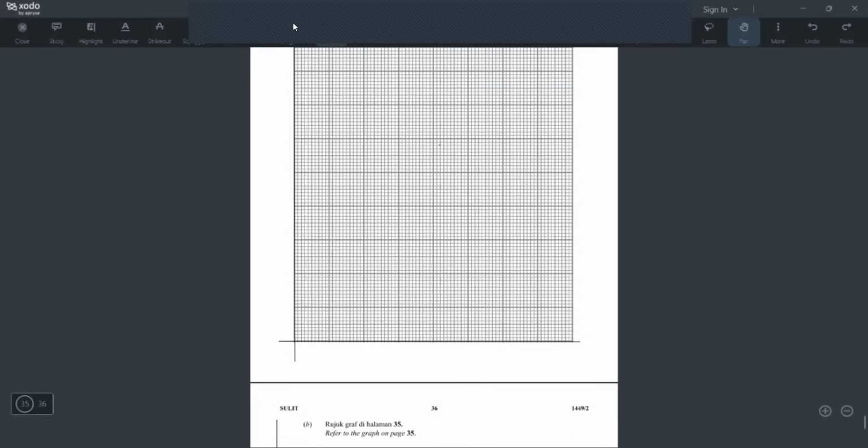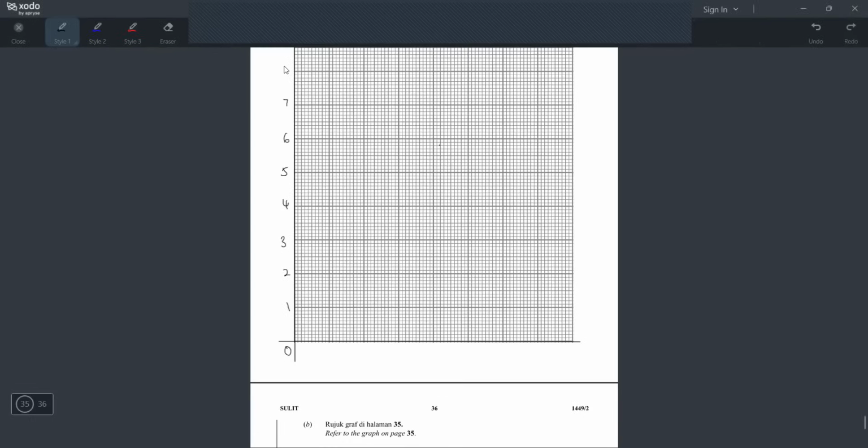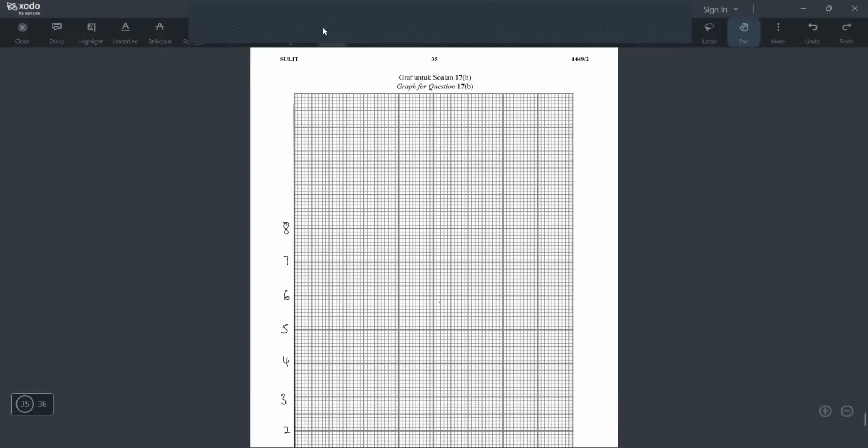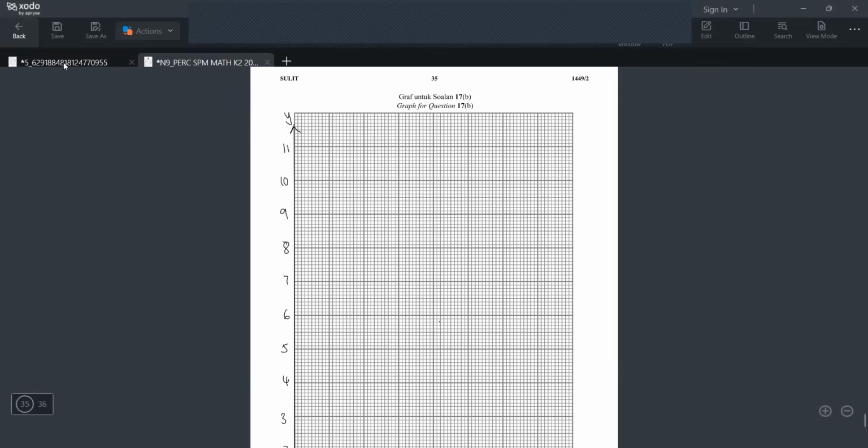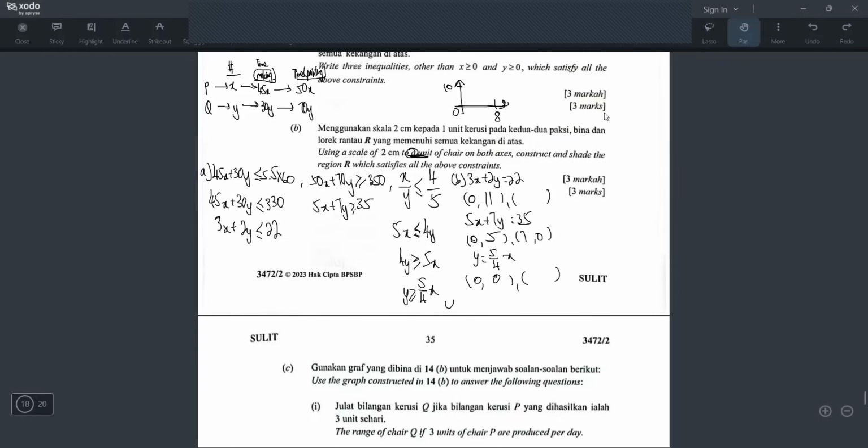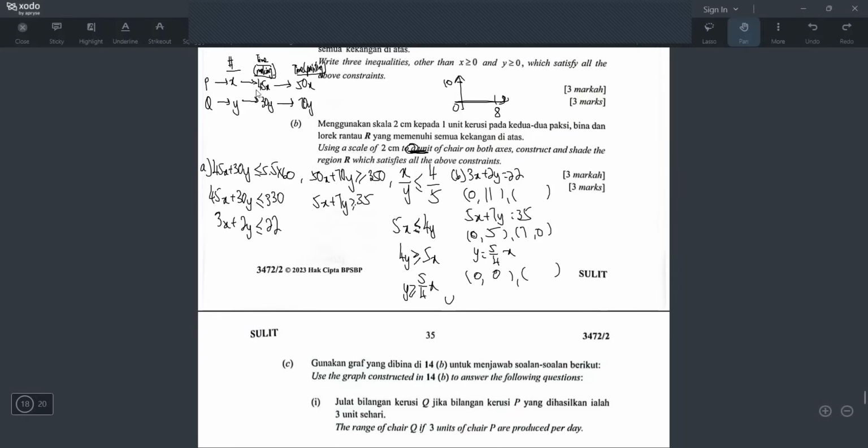Let's label it. So it will be 0, 1, 2, 3, 4, 5, 6, 7, 8, 9, 10, 11, right? Okay, so it's actually enough space, right? So if it's enough space, then yeah, I don't have to erase and find another point lah. But I want you to know sometimes if there's not enough space for you to plot, you can change to another point. You can do that. All right.